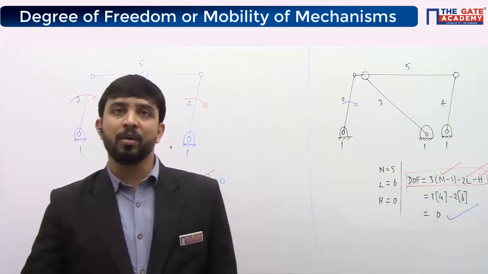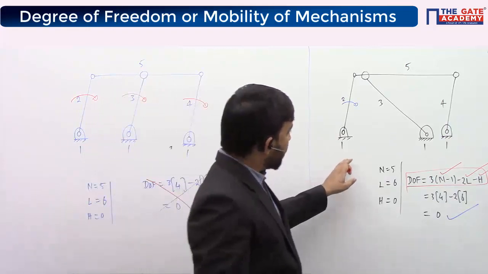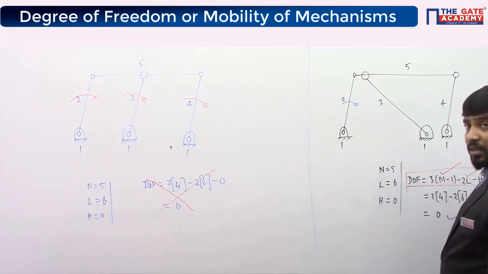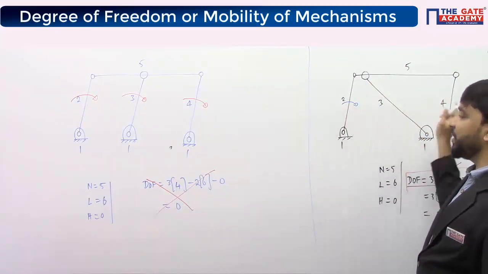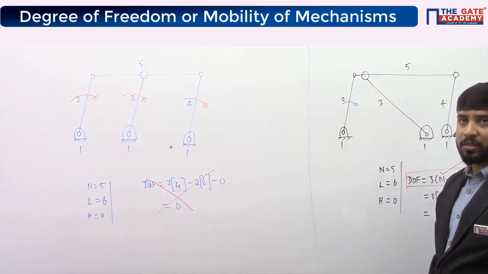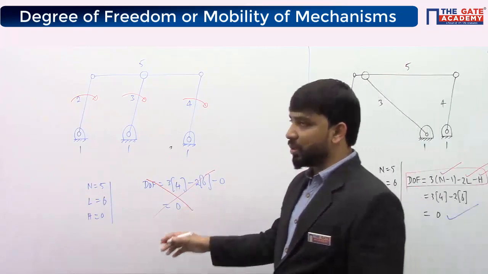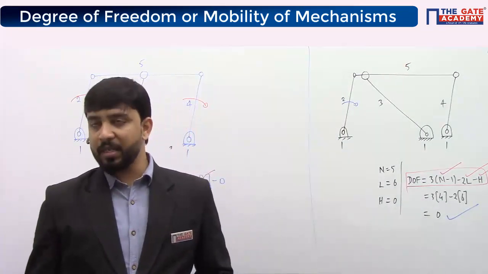So this is the drawback of Kutzbach's criterion. In this case, the number of links is 5 and the number of lower pairs is 6. There is no relative motion because the length of this link is very long in comparison with the length of the other 2 links. Here the degrees of freedom is 0, this is correct, but here it is wrong, okay? So this is one kind of situation where Kutzbach's criterion fails.